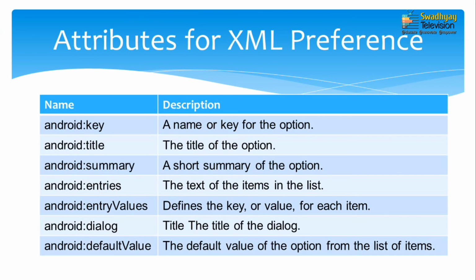So, I can specify this inside default value, and remember the text displayed in the list is different from the value returned. So, you have to manage accordingly. These are the attributes that we will use for defining XML preferences.